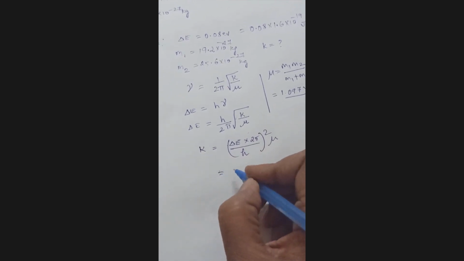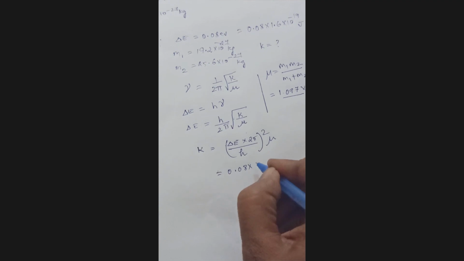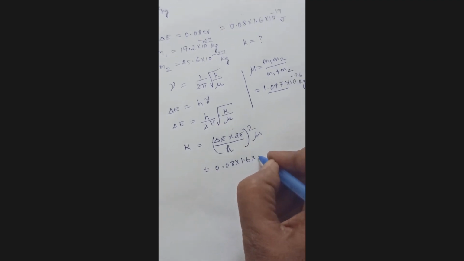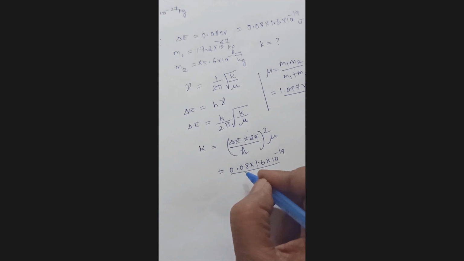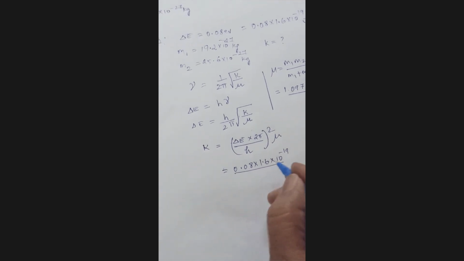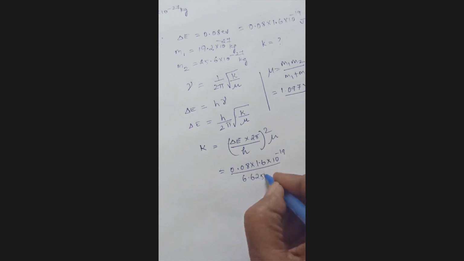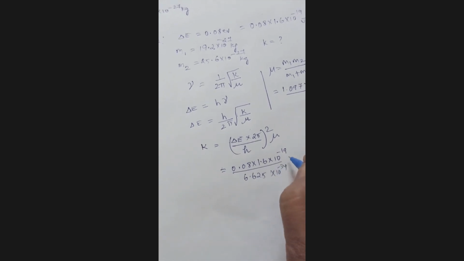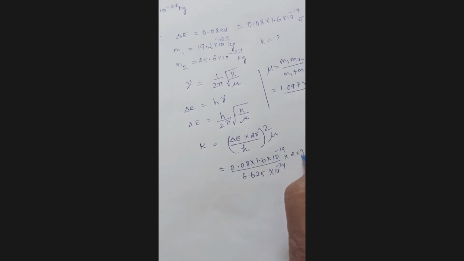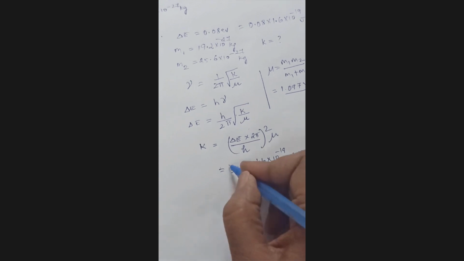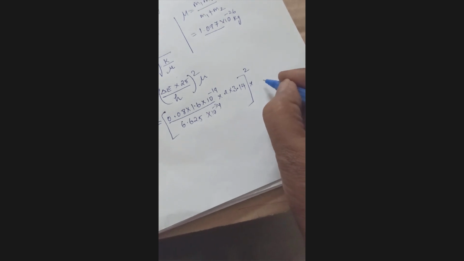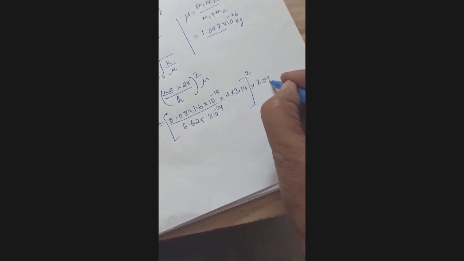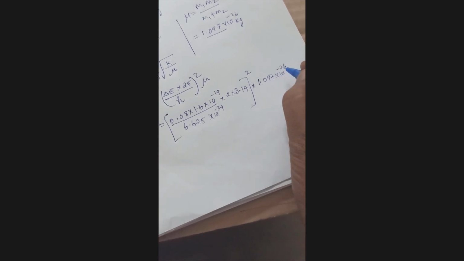So do the substitution. So delta E is 0.08 into 1.6 into 10 power minus 19, divided by h, 6.625 into 10 raised to the power minus 34 into 2 into 3.14, all this in the brackets, square it, into what is the mu value, 1.097 into 10 power minus 26.